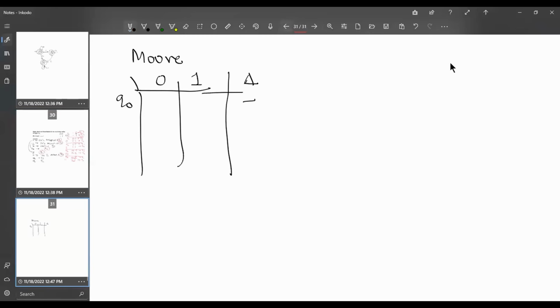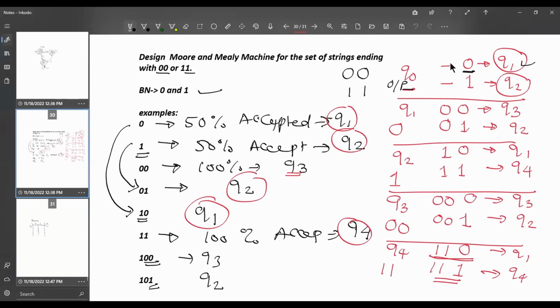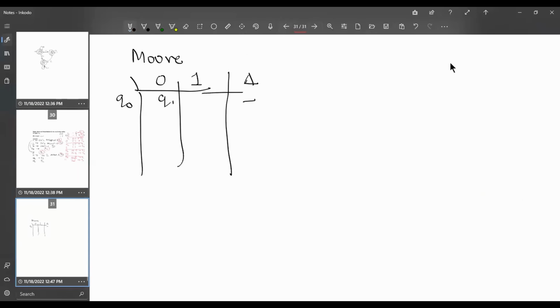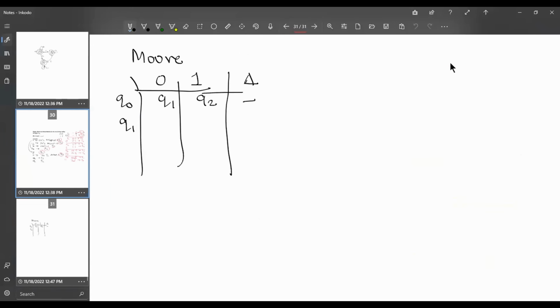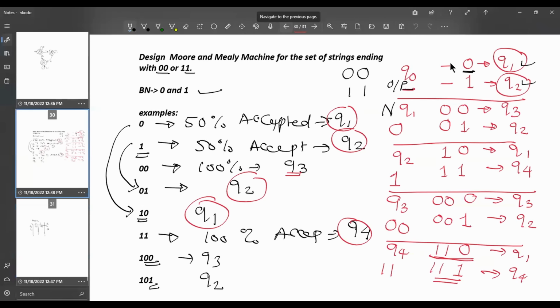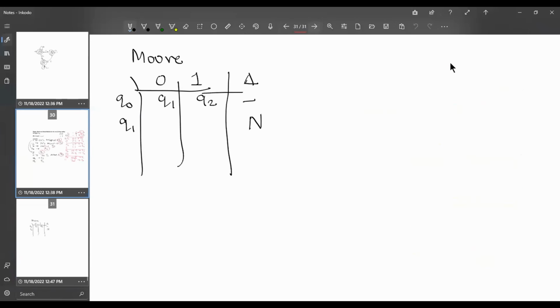Now Q0 on 0, where is it going? On 0 it is going to Q1, on 1 it is going to Q2. Now we'll take the resultant state Q1. What was the output of Q1? Whether it is according to our requirements, so the output will be no. It is 50% accepted, that means your output will be no, so we will write no here as the output. So Q1 on 0 goes to Q3 and on 1 it goes to Q2.